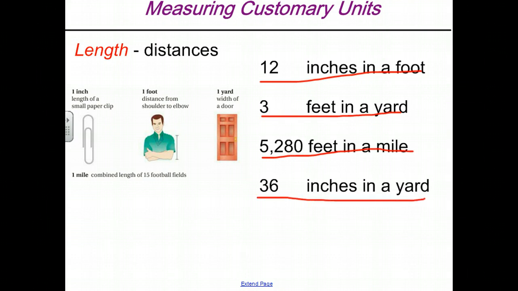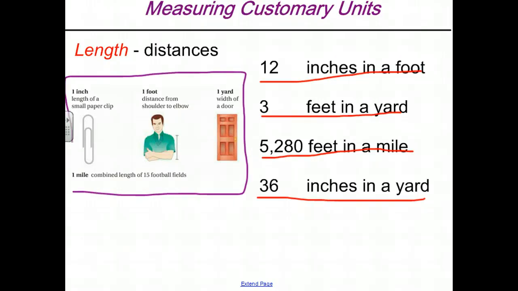If we wanted to add some other conversions to this, there are 1,760 yards in a mile also. And this list over here gives you some ideas about how far each of these things is. An inch being the length of a small paperclip, a foot being the distance from shoulder to elbow, a yard being about the width of a door, and a mile being the combined length of about 15 football fields.